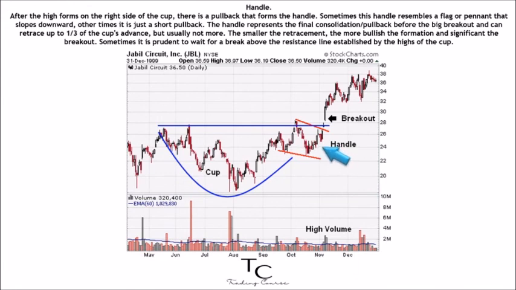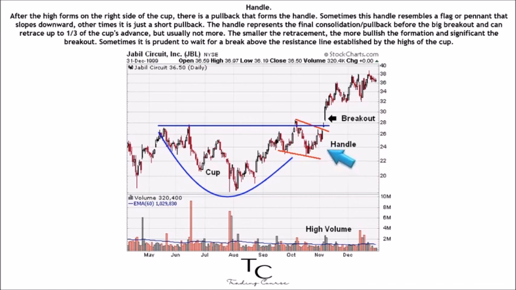Handle. After the high forms on the right side of the cup, there is a pullback that forms the handle. Sometimes this handle resembles a flag or pennant that slopes downward. Other times it is just a short pullback. The handle represents the final consolidation, pullback before the big breakout and can retrace up to 1/3 of the cup's advance, but usually not more.